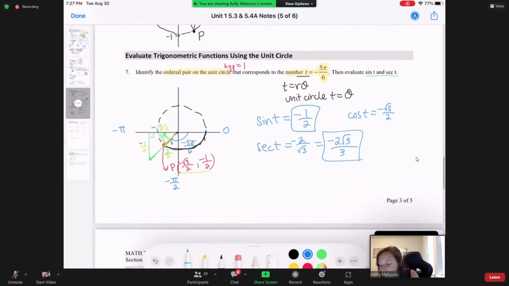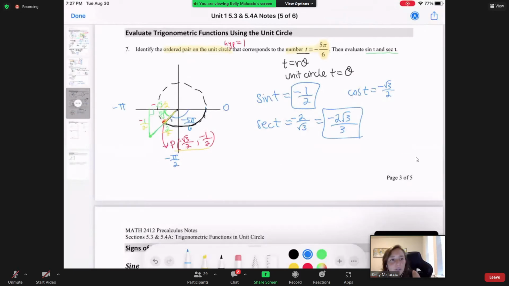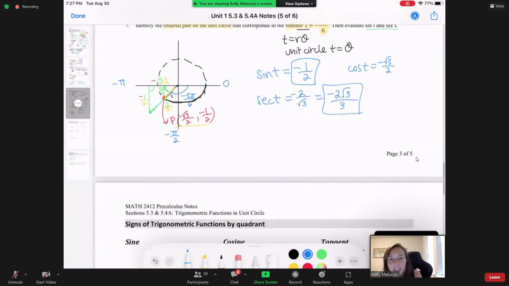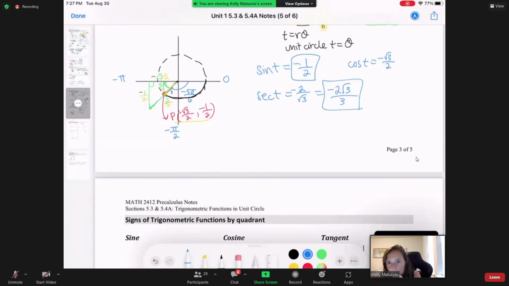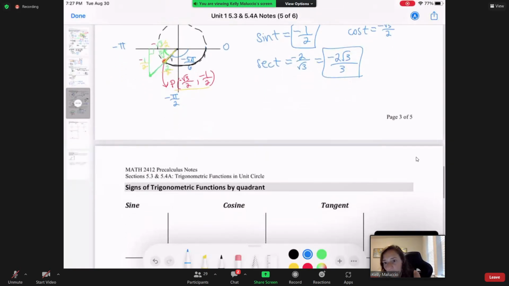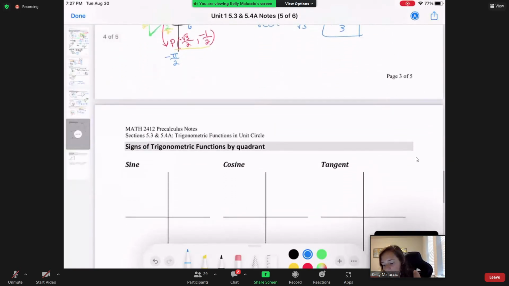Okay, and the next page is going to be kind of my favorite, I guess, because we're just going to write all of the positive and negative, like what I was trying to do earlier, but it's a little bit more organized. I can scroll back up if people need it, but I'm going to move on here.